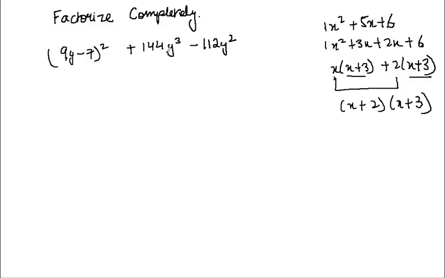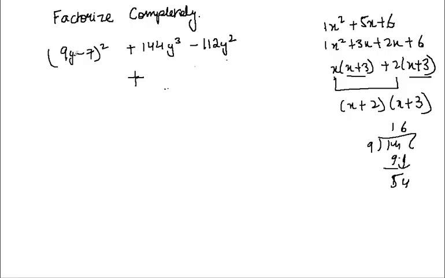Another thing we can try is, because we see a 9y minus 7 here, let's try 9. 9 times what is 144? 144 divided by 9 is 16, so 16 times 9 is 144. Because y square is common in both, we can take times 16. So we can try factors.